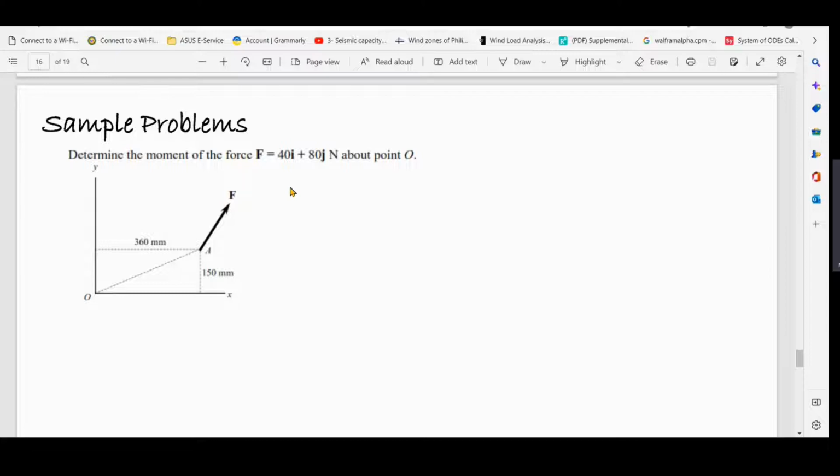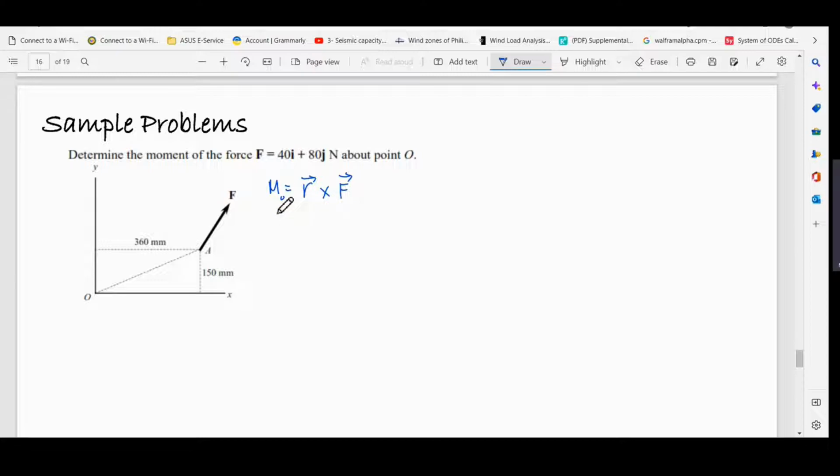So dapat magkaparehas yung sagot nung nasolve natin kanina versus this one. Okay. Determine the moment of the force F, which is equal to 40i plus 80j Newton about point O. Ang sabi natin kanina, the moment is equal to the position vector r cross the Cartesian vector form of our force F. So magmo-moment tayo sa point O.